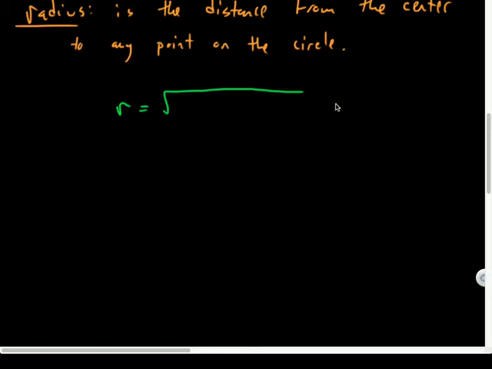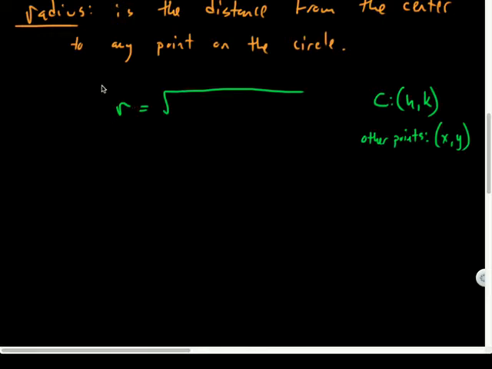Let's see, my center I'll call the point h comma k. Okay? And I want a set distance from the center. That set distance is the radius, and I want all possible other points, x comma y. So other points would be any x comma y that makes this true, right?